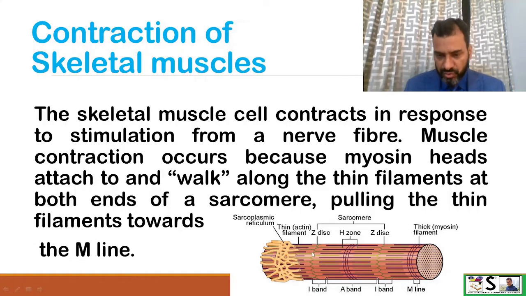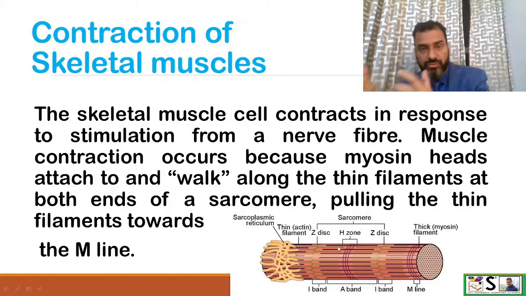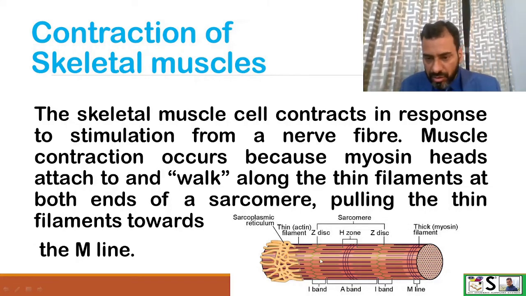M line. So these are thin filaments, and these are thick filaments. So they move like this. Okay. So the length of fiber does not change. Just they move like this, and the whole fiber is pulled towards the Z disc.